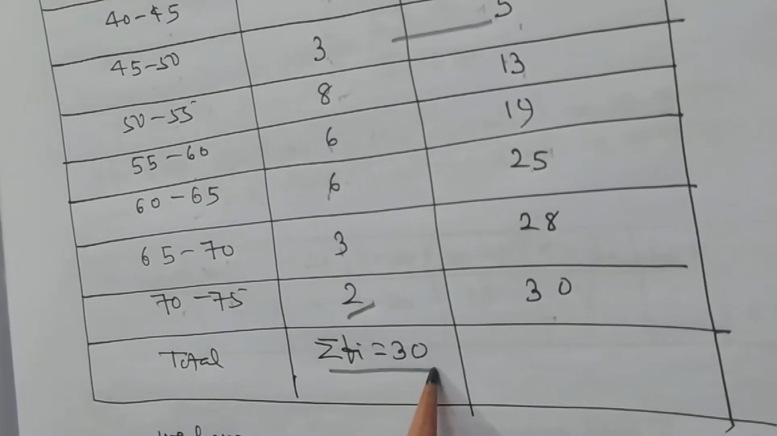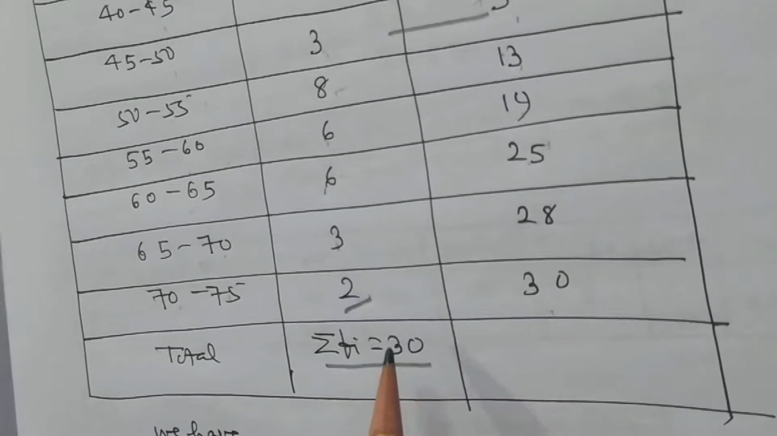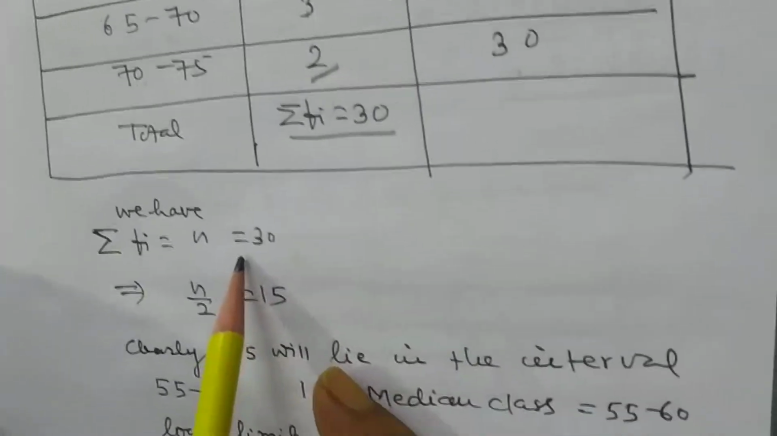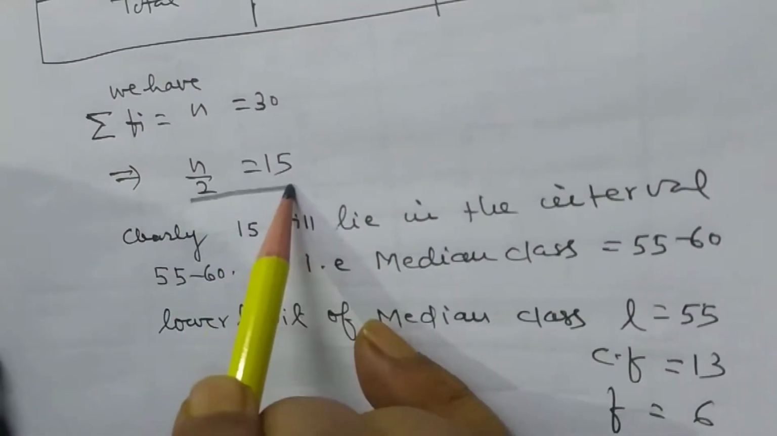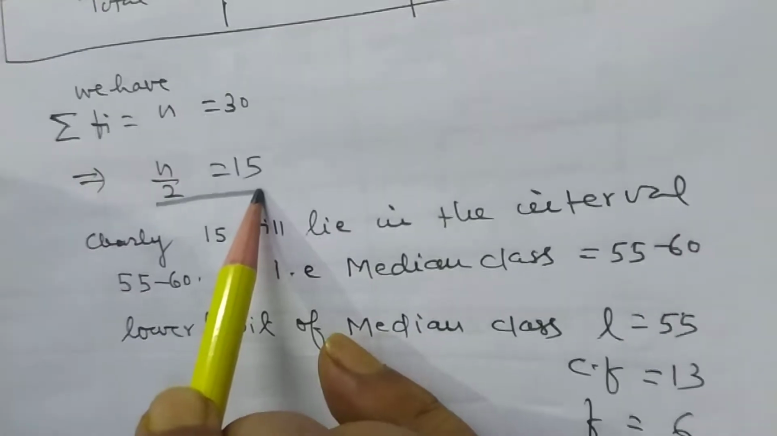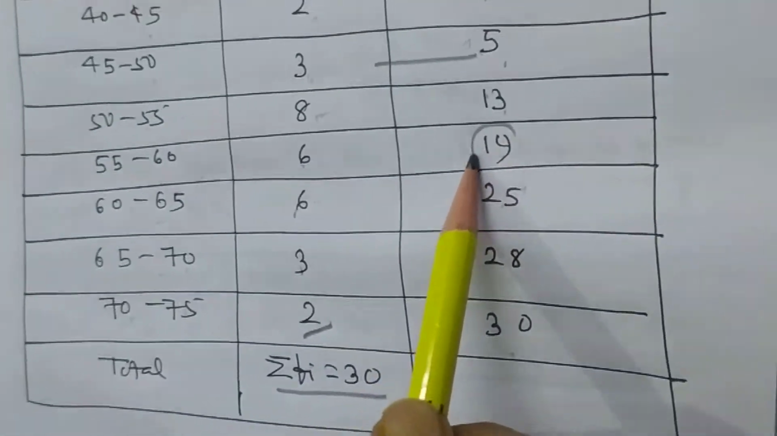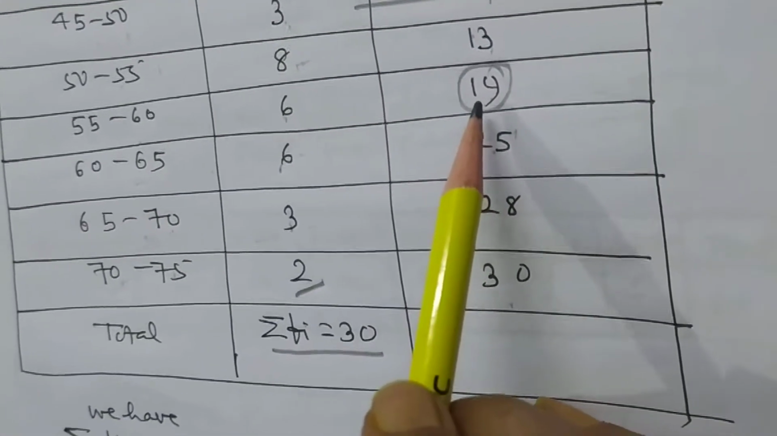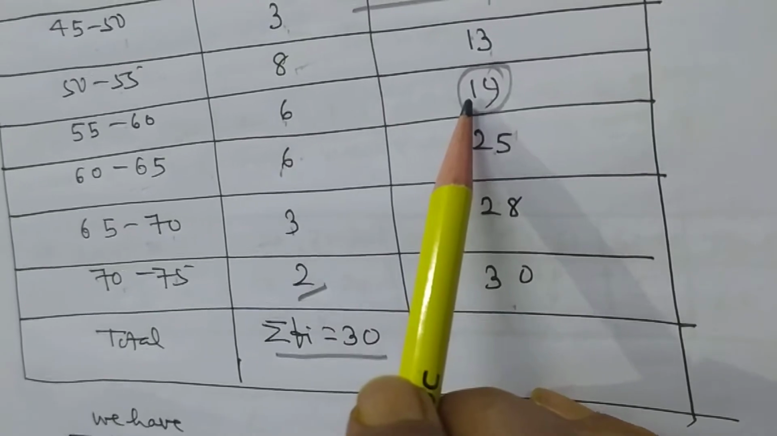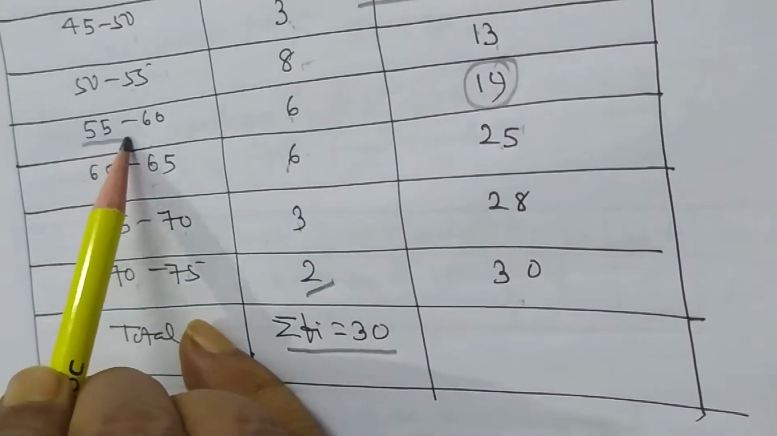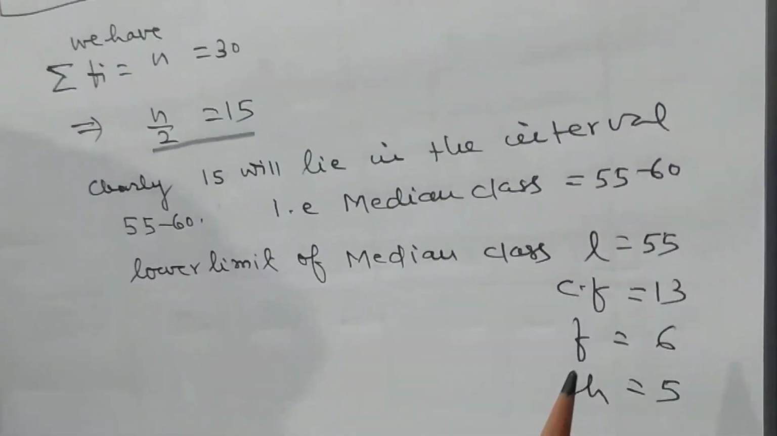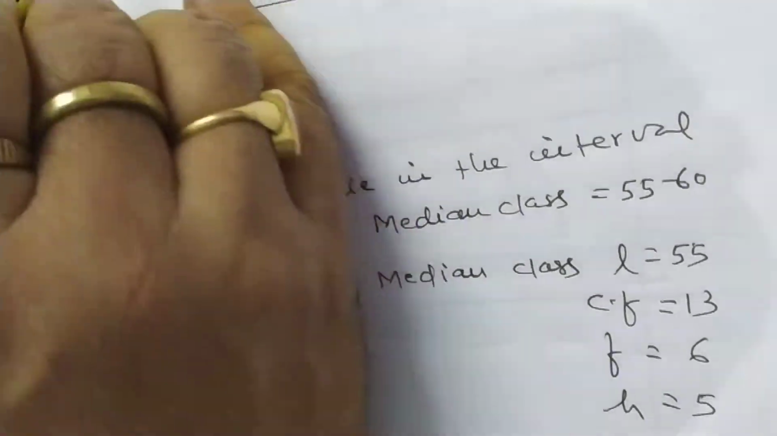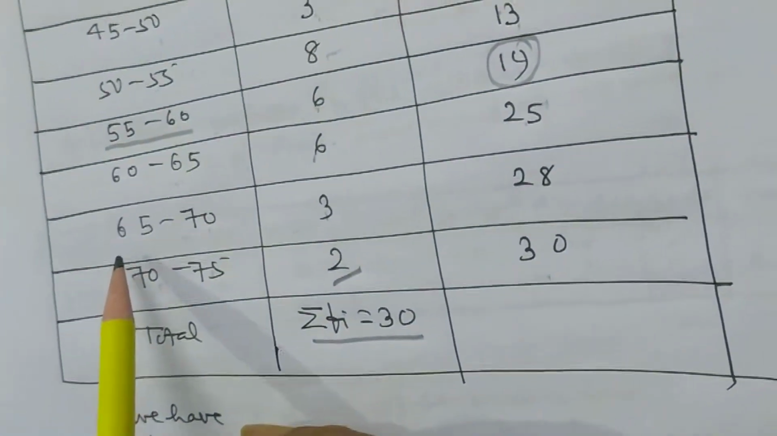So sigma Fi is equal to 30. N by 2 is equal to 15. So 15 lies in the cumulative frequency 19. And in front of cumulative frequency 19, we have an interval 55 to 60. So median class is 55 to 60.